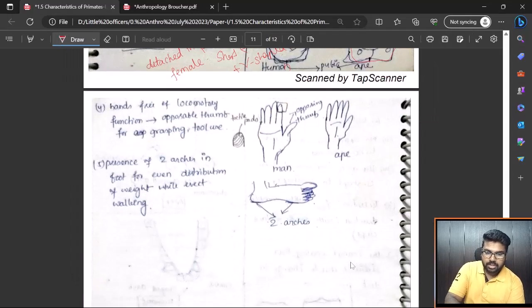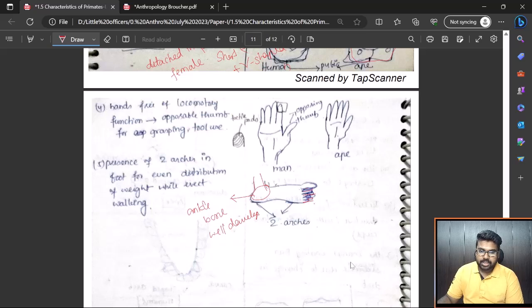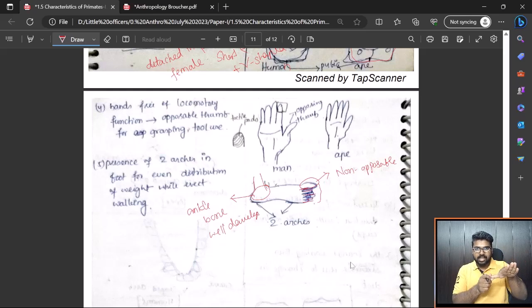Look at this. In case of humans, in the feet, number one, this ankle bone is very big, well developed. Second thing is, all the toes, including the big toe, all of them are in the single plane, and the big toe is non-opposable. Non-opposable means all of them are in the same plane, and it is not a prehensile one. In case of hand, this is prehensile, but in case of feet, the big toe is not prehensile.